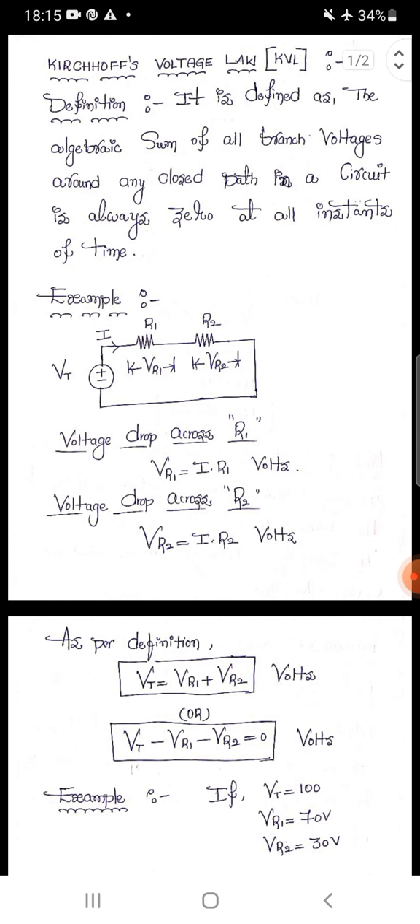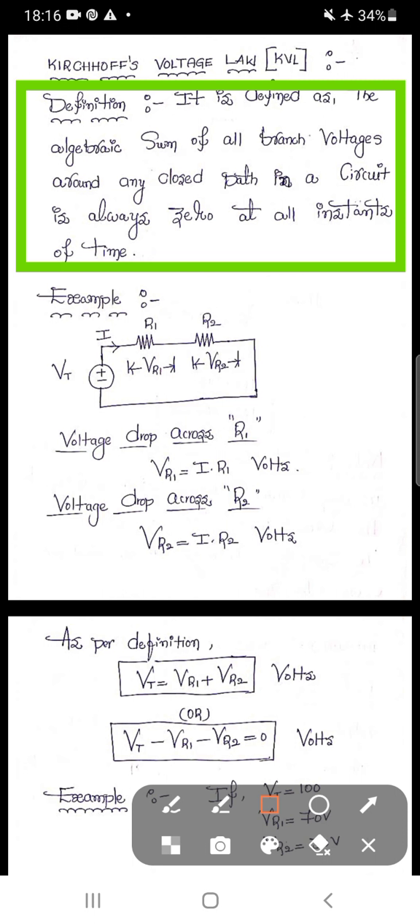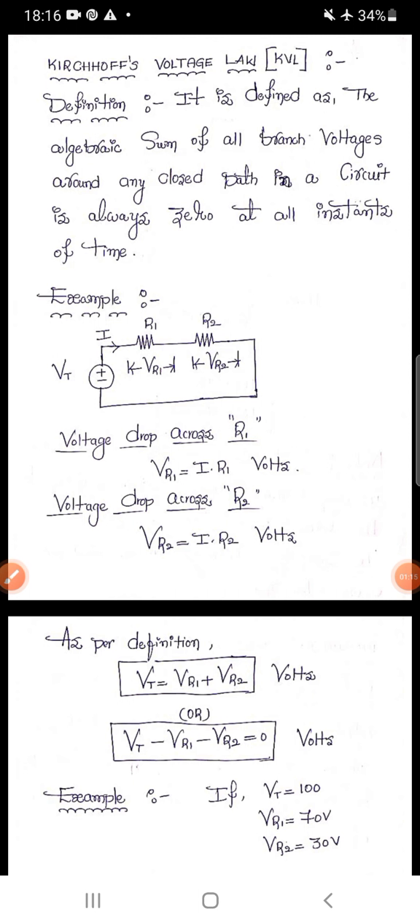The definition of Kirchhoff's voltage law is: the algebraic sum of all branch voltages around any closed path in a circuit is always zero at all instants of time. This is called Kirchhoff's voltage law. Now we know the definition of Kirchhoff's voltage law.